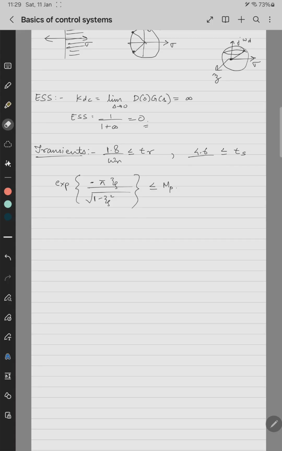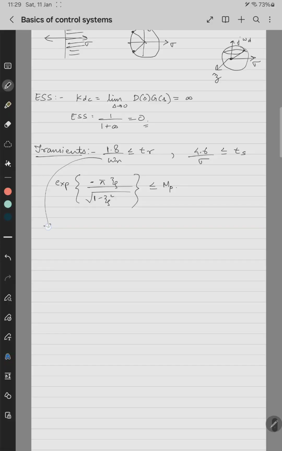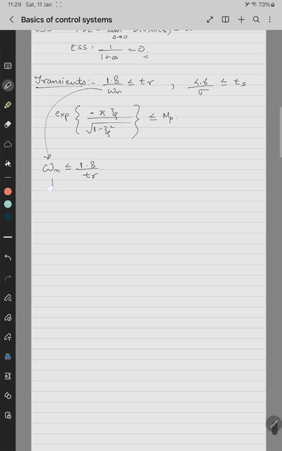Now, in this case, here I'll just write sigma. So here it will be omega n less than or equal to 1.8 by tr. This will be the maximum radius of the 3D sphere, not circle, 3D sphere.